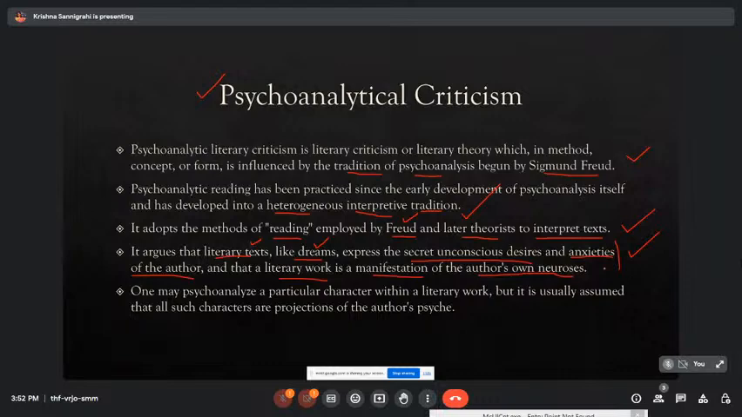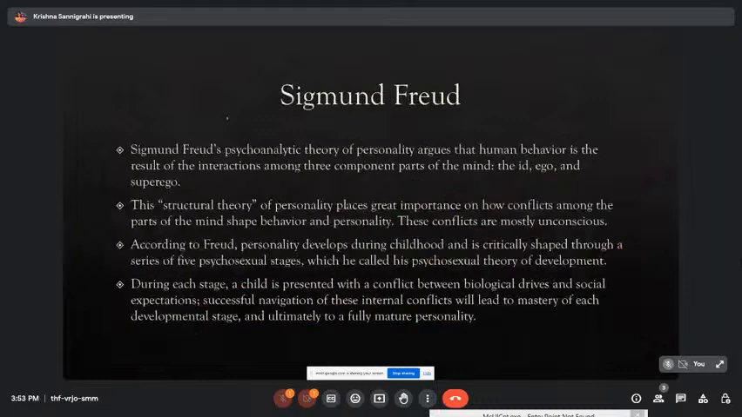So one may psychoanalyze a particular character within a literary work, but it is usually assumed that such characters are projections of the author's psyche. So the mind or the psychology of the author is brought into study through psychoanalytic criticism, and according to them, the work which is before our eyes has some elements of the way the mind of that particular author is working. A reflection of that can be seen in the literary texts. Sigmund Freud laid the foundation stone of this particular theory.